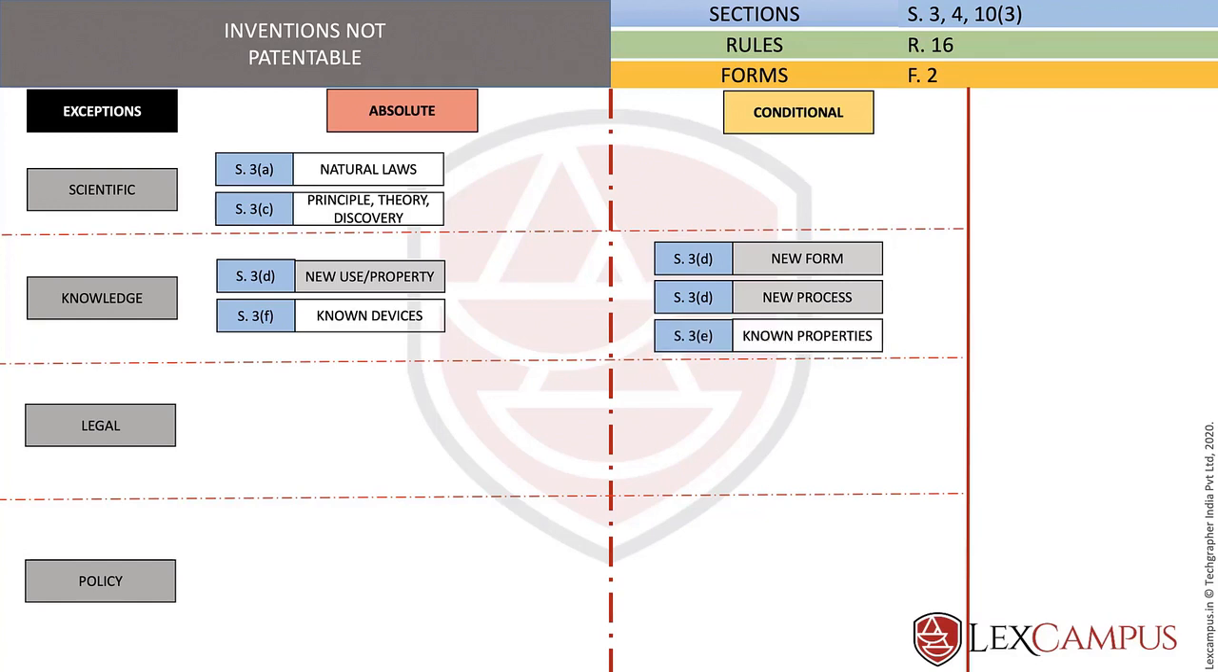And we also have section 3E. Section 3E, on plain reading, it may look like an absolute bar, but it's not an absolute bar. We'll explain that. Section 3E states, a substance obtained by a mere admixture resulting only in the aggregation of the properties of the components thereof, or the process for producing such substance.